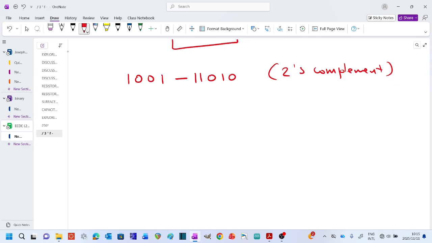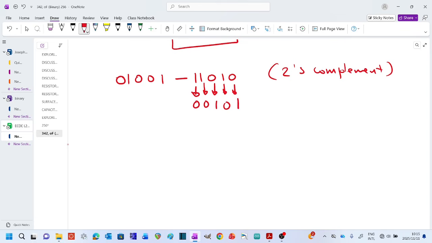So this one has 4 digits and this one has 5. We can balance by adding a 0 here. So we're going to just add a 0 there. The second number here, after the comma, is the one we're going to complement. First we do the first complement. We write the opposite of each digit. So 1 becomes a 0, 1 becomes a 0, 0 becomes a 1, 1 becomes a 0, and then 0 becomes a 1. That was the first complement.